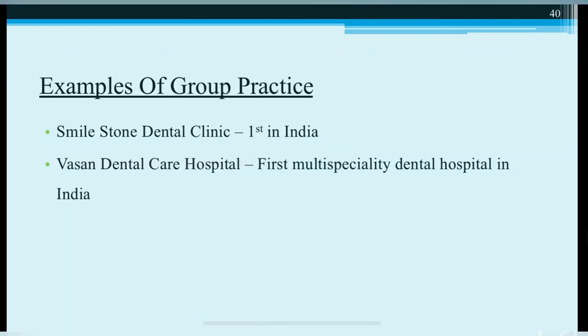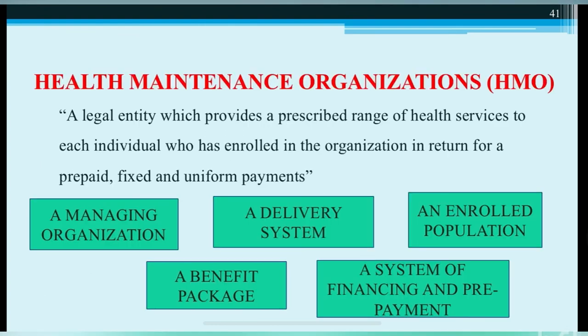Examples of group practice. The first one is Milestone Dental Clinic, the first in India to be established. The second one was Vasan Dental Care Hospital, which was the first multi-specialty dental hospital in India. Under this comes a very important term, health maintenance organizations, also known as HMO. The definition says HMO is a legal entity which provides a prescribed range of health services to each individual who has enrolled in the organization in return for prepaid, fixed, and uniform payments.